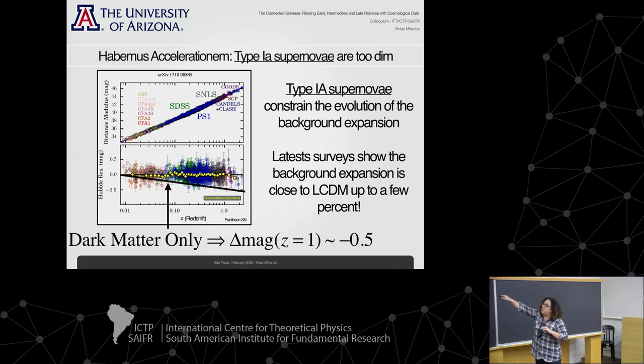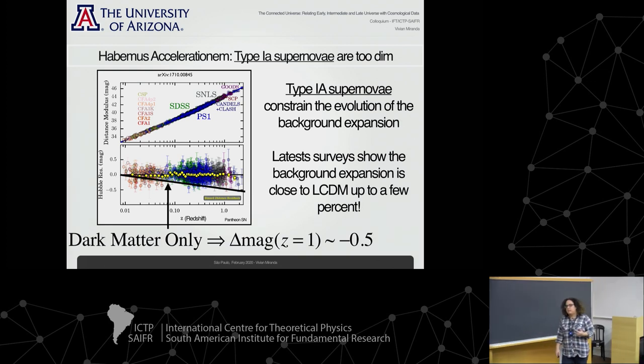So here I'll show you just for fun what is the magnitude difference you're going to predict if you didn't have dark energy versus dark energy. You get a difference in magnitude of half, which is a lot. A difference in magnitude of 1 is a difference in flux of 2.5.